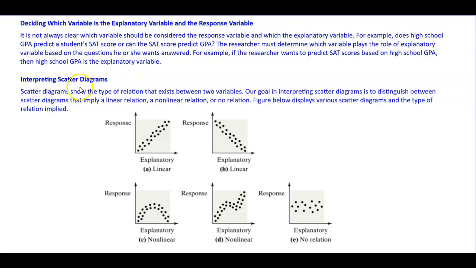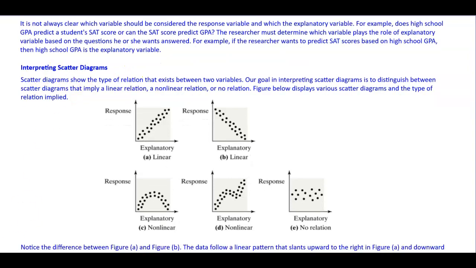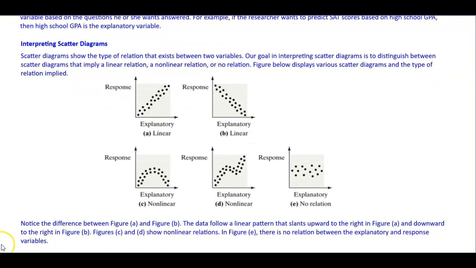Now, interpreting scatter diagrams. Scatter diagrams show the type of relation that exists between two variables. Our goal in interpreting scatter diagrams is to distinguish between scatter diagrams that imply a linear relation, a non-linear relation, or no relation. Now the figures below display various scatter diagrams and the type of relation implied.